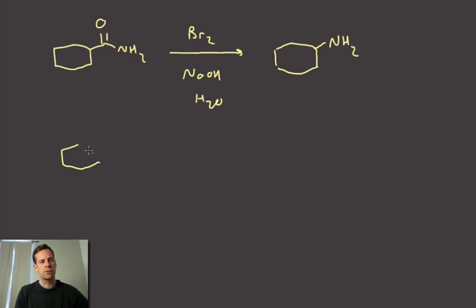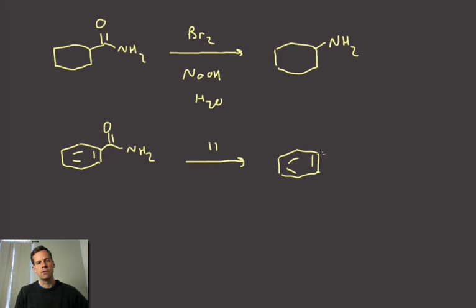And this also works with aromatics or other things. So here we have benzamide, and we'll do the exact same conditions there. And what this will give us is, right, so remove the carbonyl, attach the nitrogen, that gives us aniline.